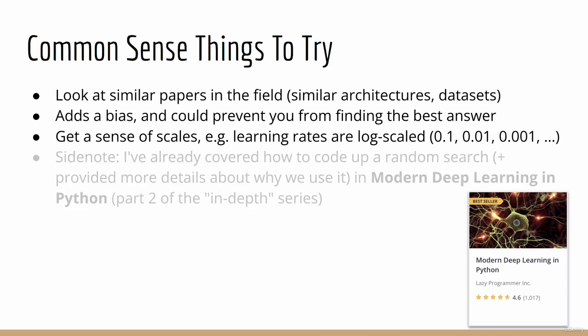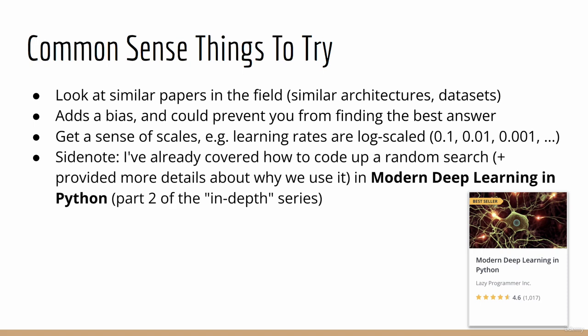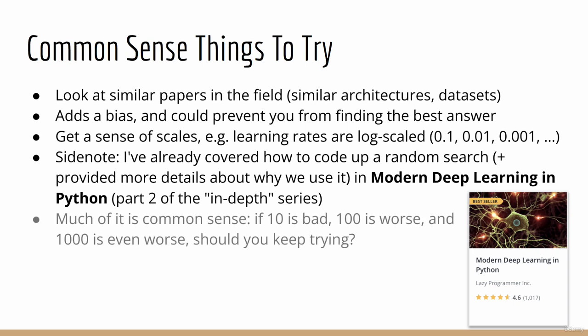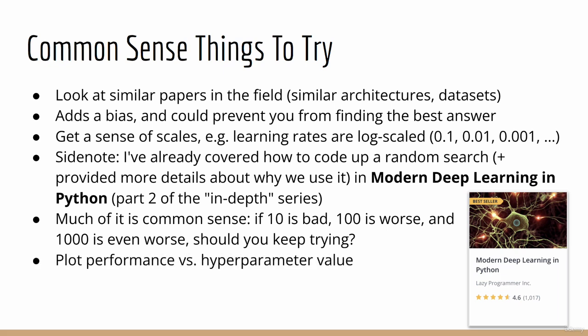If you're interested in seeing more specifics, including actual code, to run a random search, I've already covered this in my in-depth series of deep learning courses, specifically modern deep learning in Python. Do note, however, that most of it is just common sense. For example, if a value of 10 is bad and 100 is worse, and 1000 is even worse, you probably won't continue on in that direction. It may help if you made a plot of your model's performance versus the hyperparameter value. But again, this type of thing is just common sense.